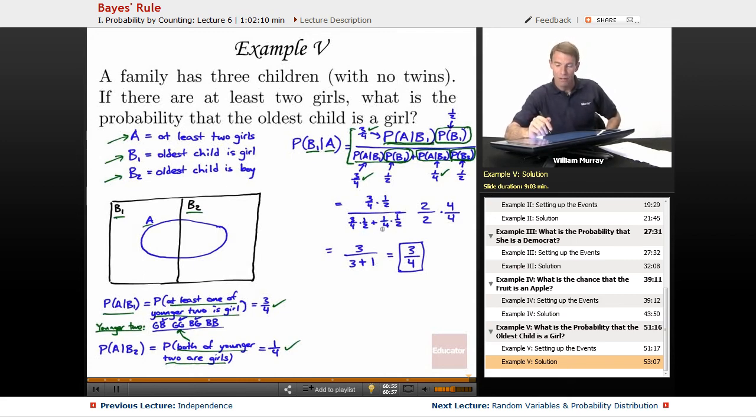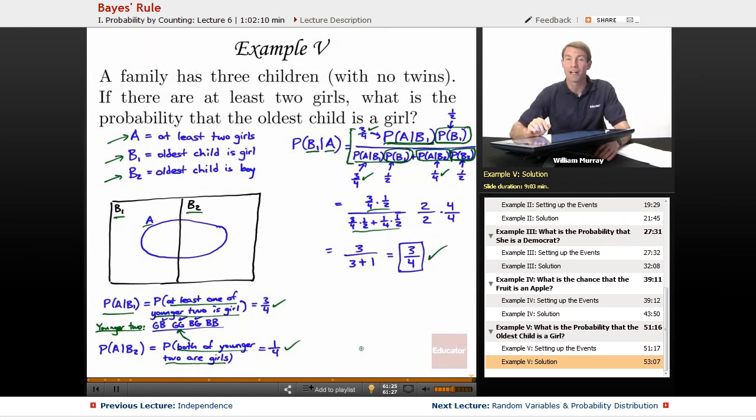And so now we've put all the fractions in, and then it's just a simple matter of canceling away all the denominators. I multiplied by 2 over 2 to get rid of all the halves. I multiplied by 4 over 4 to get rid of all the fourths. That turned into 3 over 3 plus 1, which simplifies down to 3/4. So if we know that there are at least 2 girls, the probability that the oldest child is a girl is now 3/4. So that wraps up the lecture and the examples on Bayes' rule.